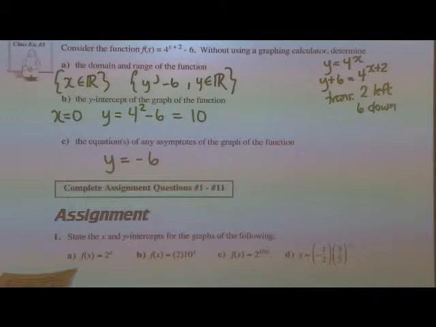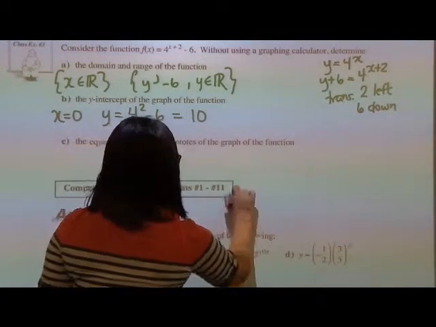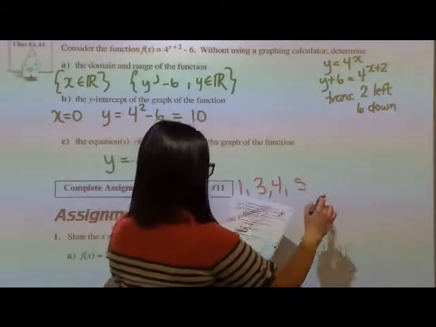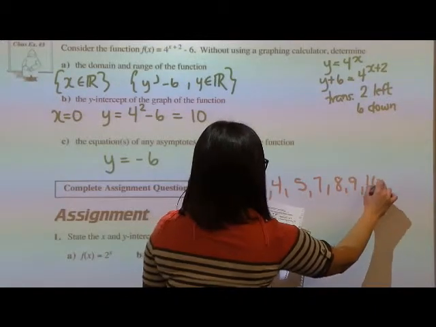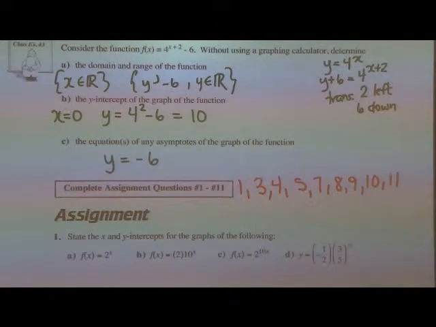So the questions that I would like you to work on, questions 1, 3, 4, and 5, 7, 8, 9, 10, and 11. So just let me double check those. Okay, I'm going to eliminate questions 3 and 7. So your questions now are 1, 4, 5, 8, 9, 10, 11.